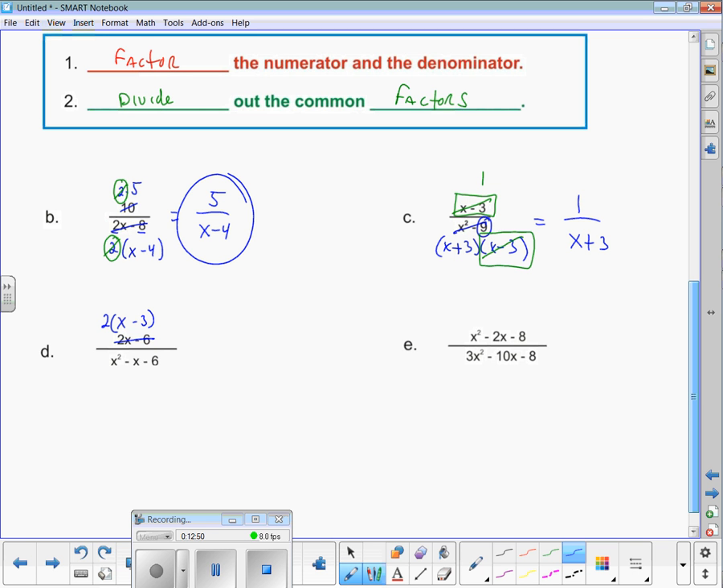Denominator, oh, it's a trinomial. I got to factor that by what method? Hopefully you're saying trial and error, right? All right, the fronts have to multiply to the x squared, so I'm going to use x times x. And don't forget now the backs have to multiply to a negative 6. But I'm also concerned about the outers plus the inners equaling that negative x. That's what I'm after, right? So that's what I'm thinking through.